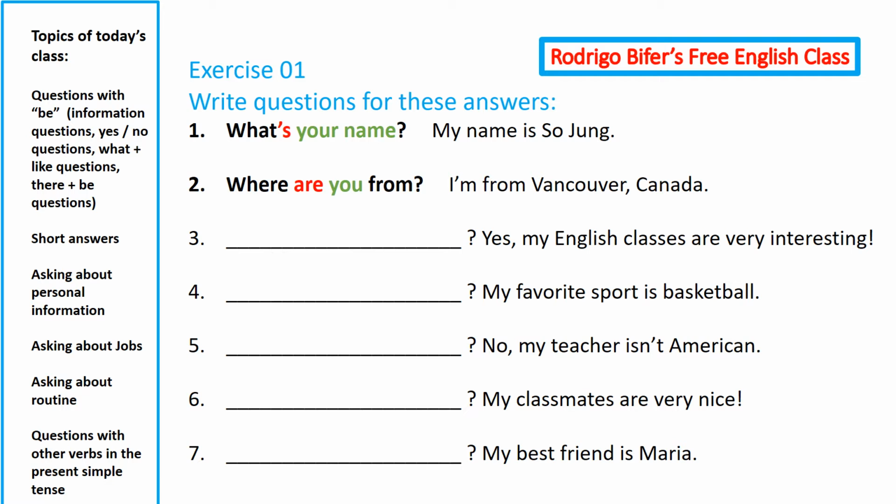Exactly. Where are you from? Okay, so you have the verb to be for you, which is are. So you are. But now you have are you, because it's a question. So, where are you from? And then, I'm from Vancouver, Canada.